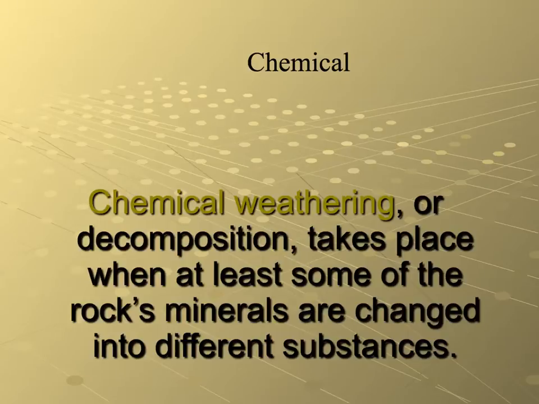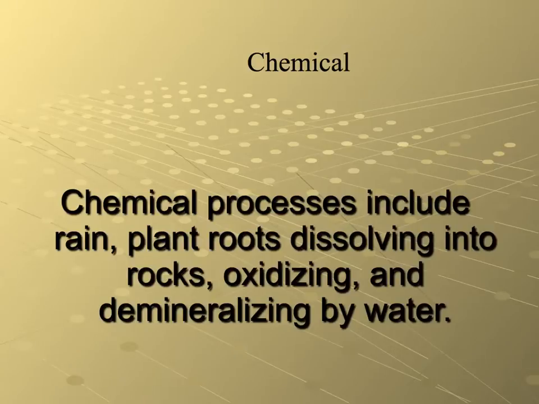Chemical weathering, or decomposition, takes place when at least some of the rock's minerals are changed into different substances. And as we all have learned already, rocks are made from minerals, so there's always going to be minerals present. So chemical weathering actually changes these minerals into something different, into a different type of mineral. Chemical weathering involves chemical processes which can include rain forming with other chemicals to dissolve rocks, plant roots that can actually slowly dissolve themselves into rocks so they can stick to them better, oxidizing, which we know as rust, and even demineralization by water. Again, this would be the dissolving of rocks by water.